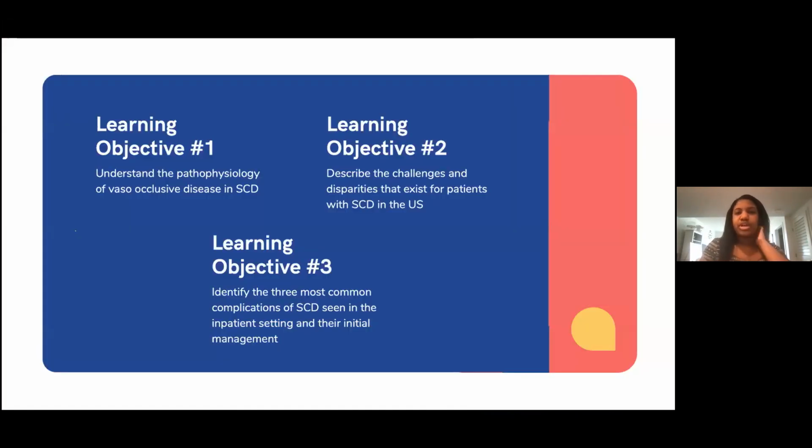So first learning objective for this morning, I'm hoping that we can understand the pathophysiology of vaso-occlusive disease in sickle cell disease. Secondly, I want to be able to describe the challenges and disparities that exist for patients with sickle cell disease in the United States. And thirdly, identify the three most common complications that we see from sickle cell disease in the inpatient setting and their initial management.